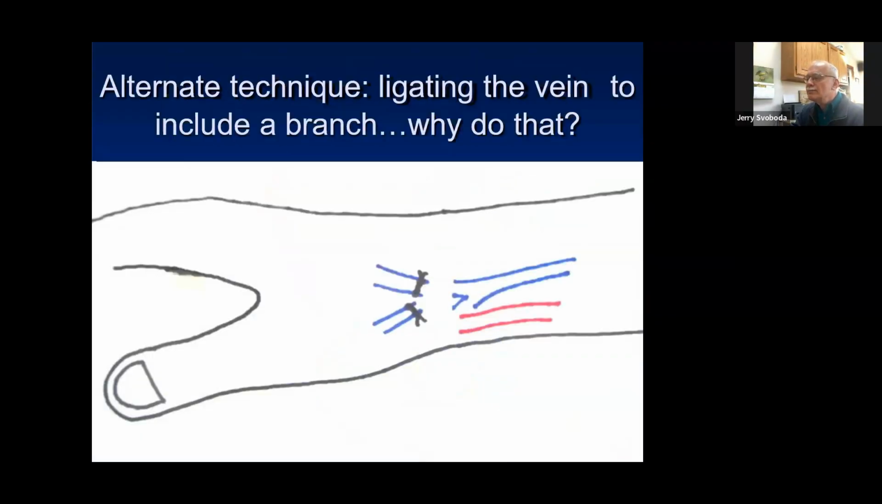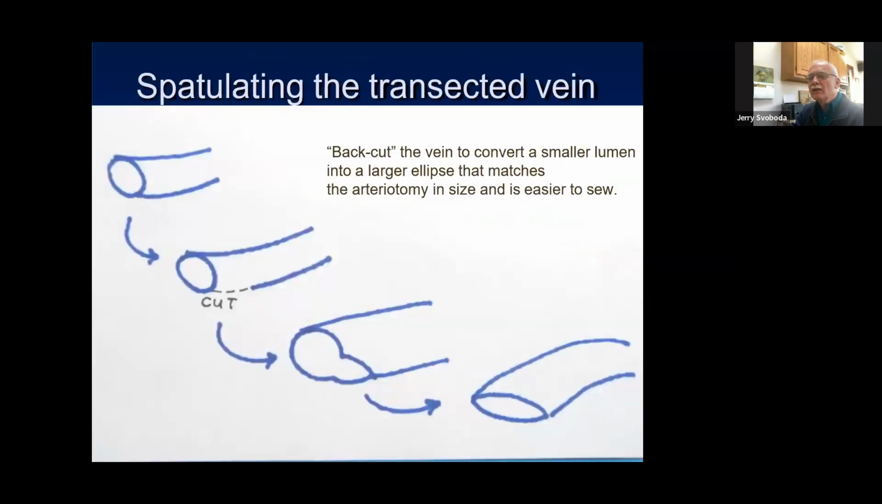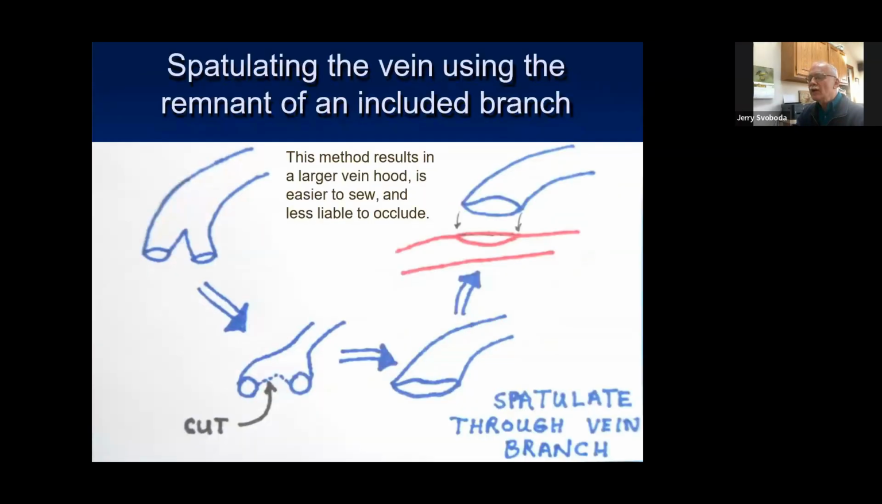So in this case, we're going to spatulate. Go back one more slide, please, even one more. This is called spatulating the vein. You're making it into a wider hood or spatula. And this is how you spatulate through a side branch. When I'm dissecting a vein for an AV fistula, I'm looking for that side branch because I know how much easier it makes my job. I'm always looking for easy.